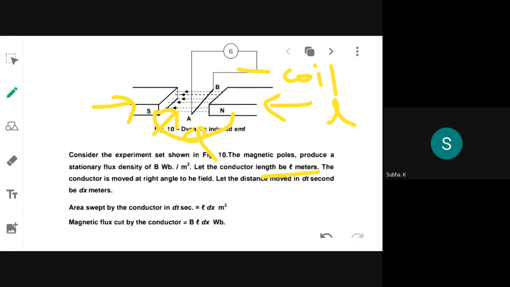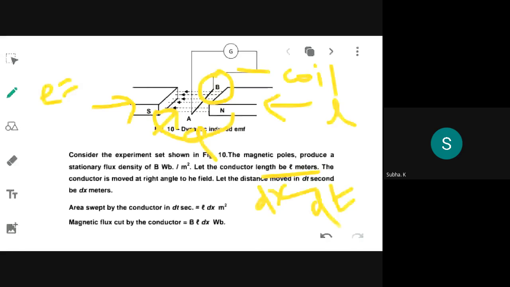Thereby it is cutting the flux lines, with a flux density given by B Weber per meter square. It is rotating and making a right angle to the field. While it rotates, it will move a small distance, let that small distance be dx, and that movement of the coil takes place in dt seconds. So this is the circuit arrangement that you have set up, based upon which you are going to derive one expression for EMF.